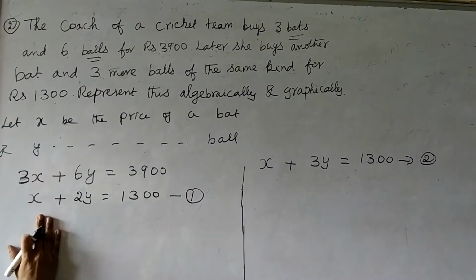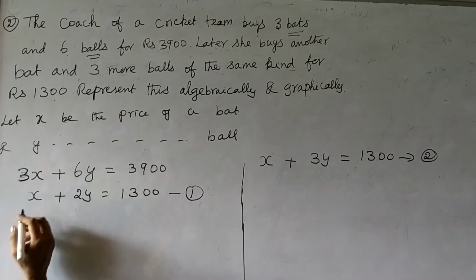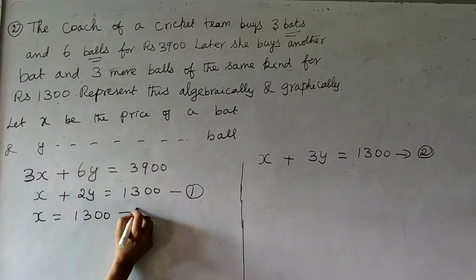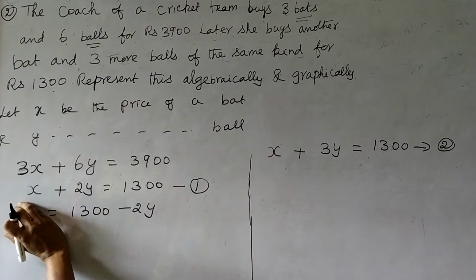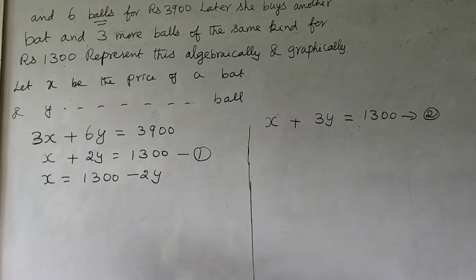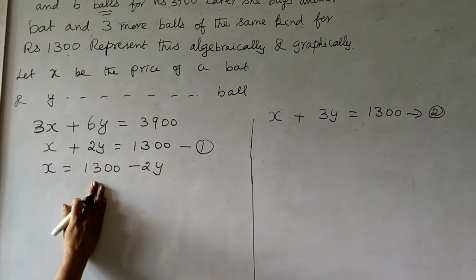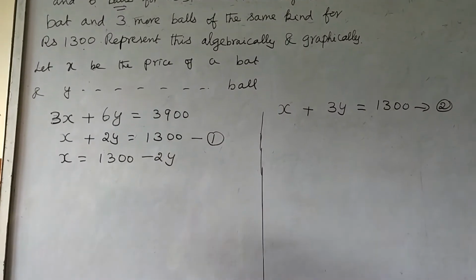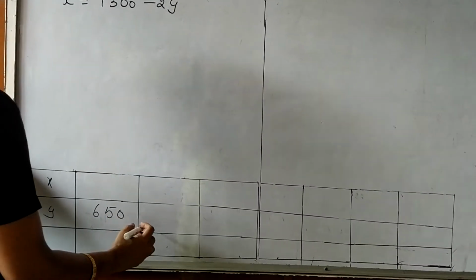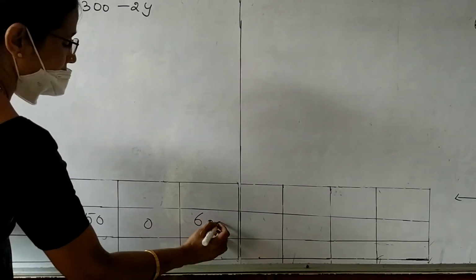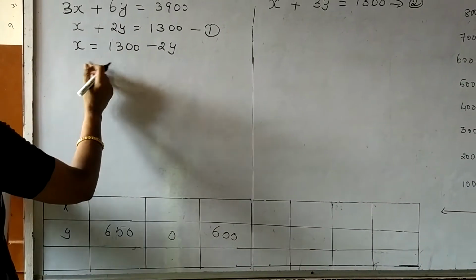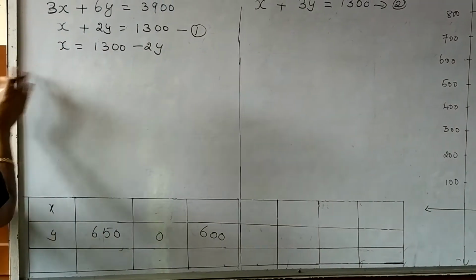So, from here X form can be formed or Y form can be formed. I choose X form here. X form is 1,300 minus 2Y. Finding X form means only X should be here. The remaining should be shifted to the other side. So, which are the 3 suitable values we can take? We take Y as 650, any 3 suitable values, 0 and 600 I take. Any 3 values which can be represented in the graph. If you want, you can take 3 different values also, you will get the same graph only.